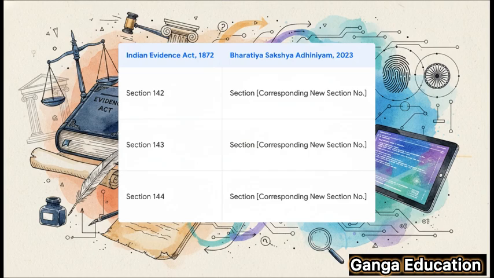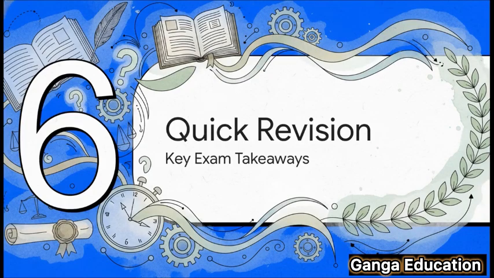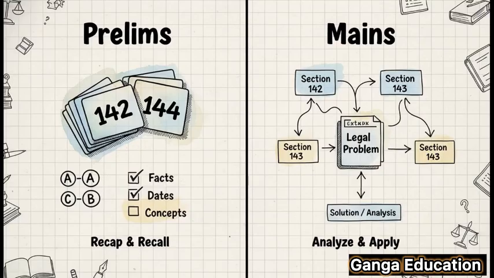Don't skip this part. All right, let's do one last quick revision of the entire topic, just to make sure all these concepts are perfectly solidified in your mind. Here's your exam strategy. For both prelims and mains, having a combined understanding of these three sections is key. In prelims, expect direct questions on the section numbers and their core concepts. In mains, be prepared for a problem-based question or a short note that ties all three of these sections together.